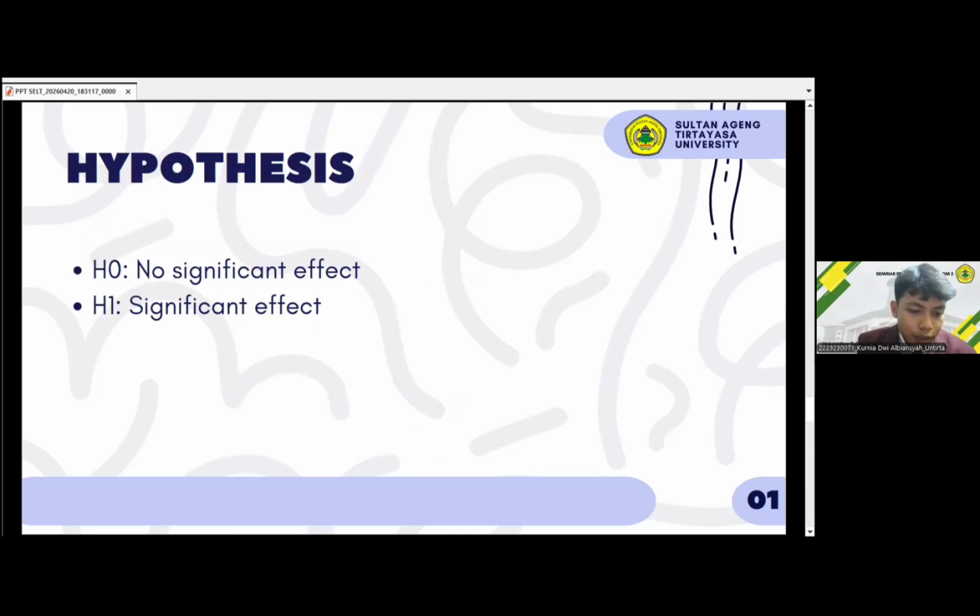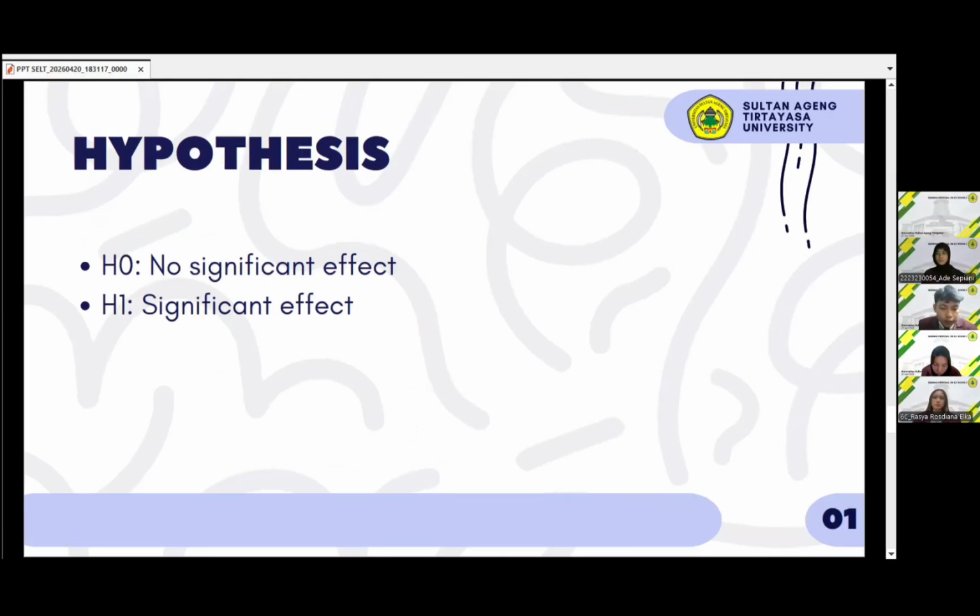And the hypotheses are H0 or null hypothesis: there is no significant effect of interview-based speaking cards on student speaking ability. And for H1 or alternative hypothesis: there is a significant effect of interview-based speaking cards on student speaking ability.